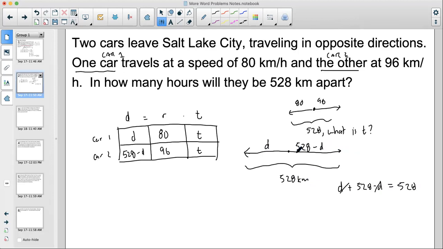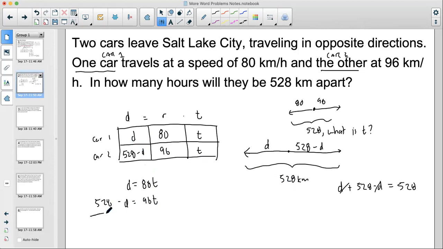So whenever you have a total distance and you call one of them x or d or whatever, the other one is the total distance minus x or d or whatever. So this gives me my two equations. d equals 80t, and 528 minus d equals 96t. And you could substitute this d equals 80t in right here and get 528 minus 80t. That's a fine way to do it.